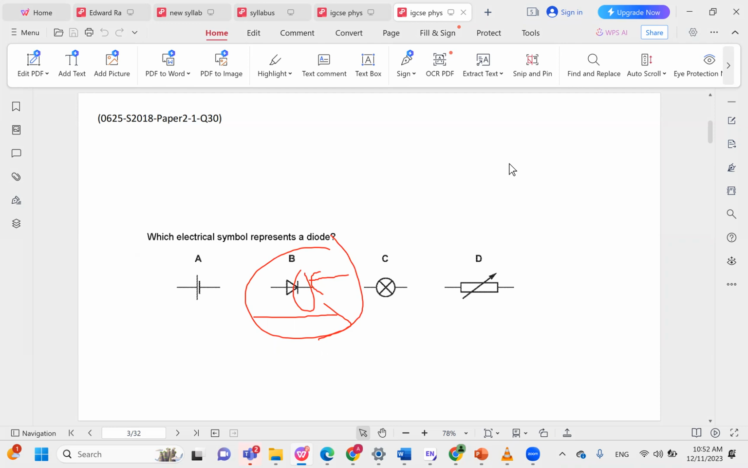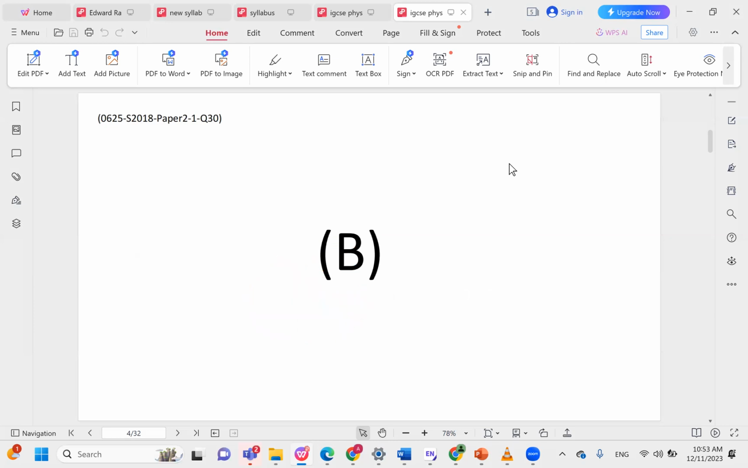And you can see that there is sort of a closed door where the arrow is pointing. There is something that blocks the current from moving. Anyway, B here would be the correct choice.